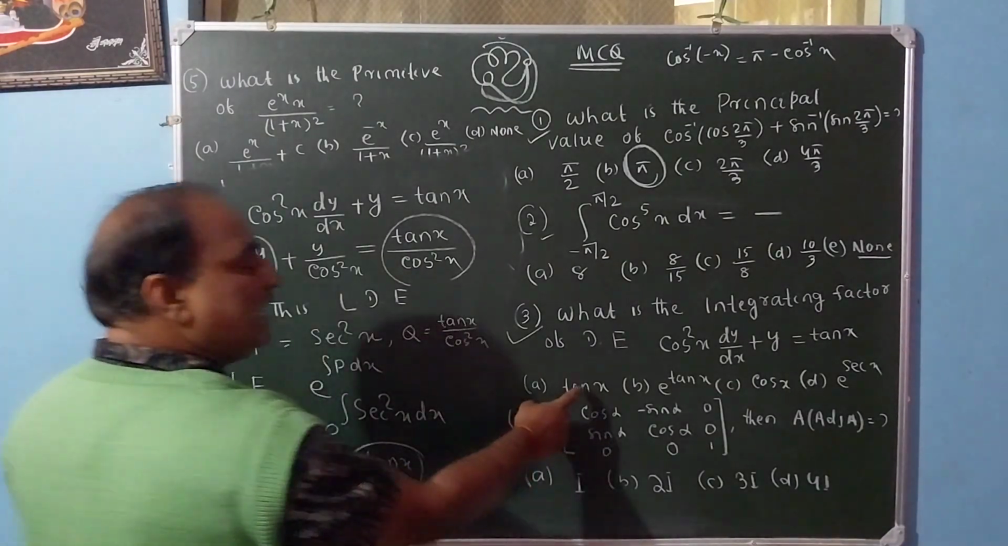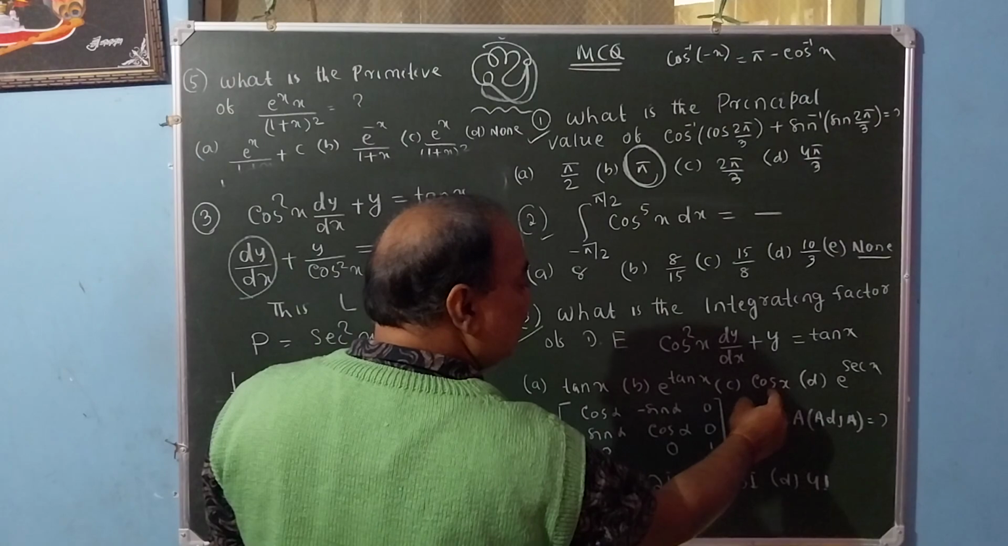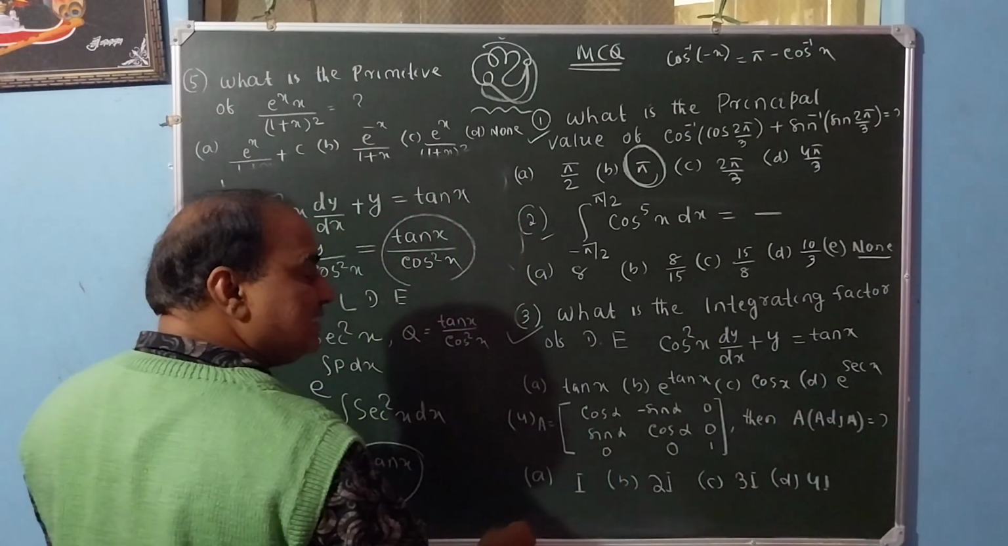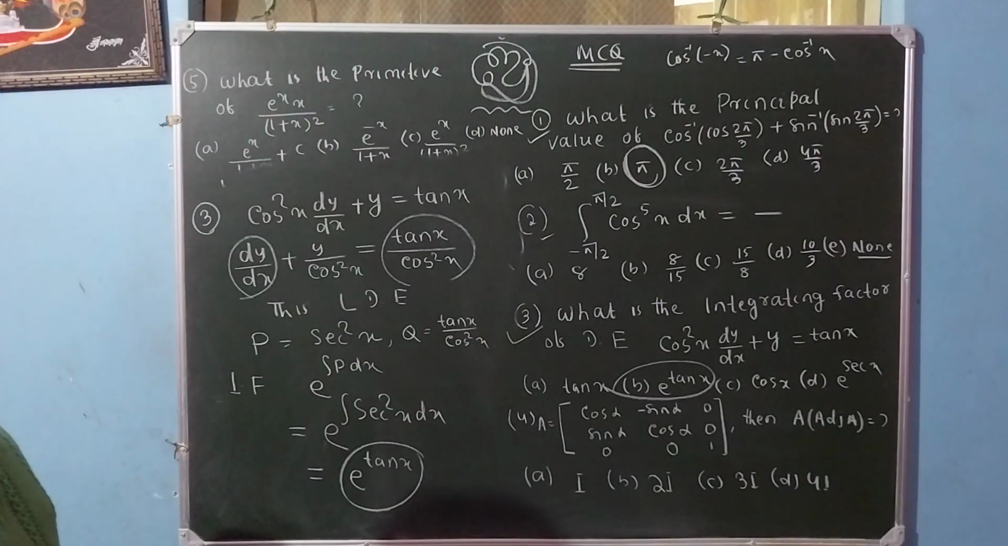So the answer is e to the power tan x. E to the power tan x is the correct answer.